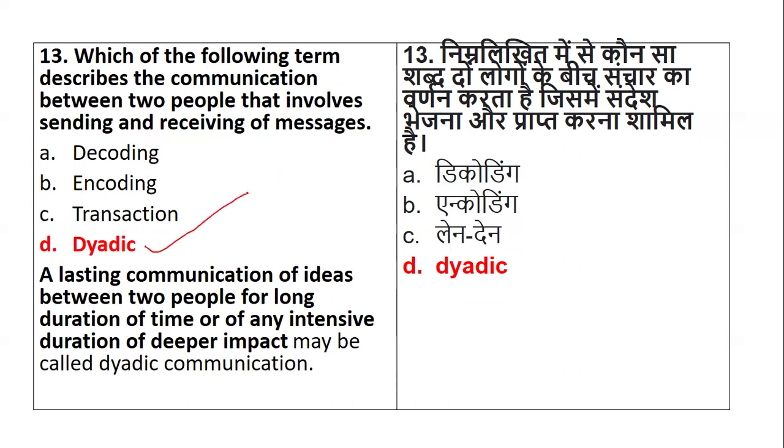Now, what exactly is this term? If you are listening to this term for the first time or have not come across it, it is nothing but a lasting communication of ideas between two people for a longer or intensive duration, which is called what? It is called dyadic communication. You can say it is communication with a deeper impact. So the message which leaves a deeper impact is called dyadic communication, right?